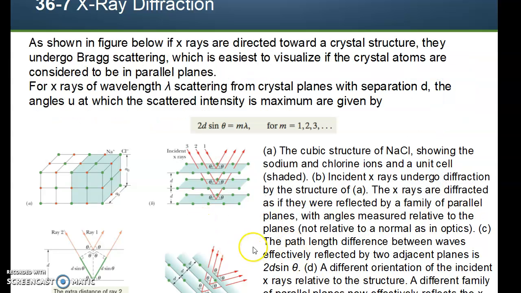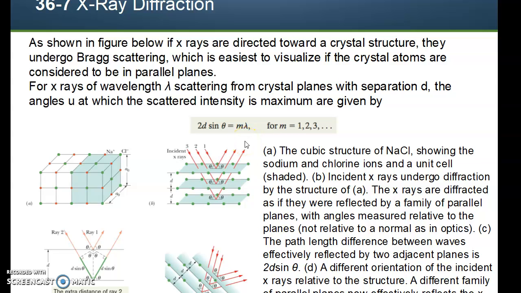So as shown in this figure right here, if the X-rays are diffracted towards a crystal structure, they undergo what is called Bragg scattering. It's easiest to visualize if the crystal atoms are considered to be in parallel planes. Doesn't always happen that way. You can have ones that are in the center here and all sorts of different packing mechanisms. But for the purpose of the math here, we'll just have 2d sine theta equals m lambda. Again, same form. We just have to determine what the d's are in the different ones, right?